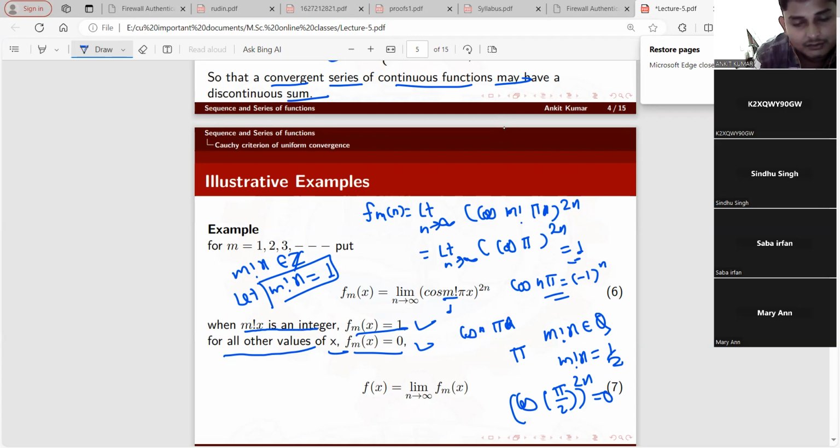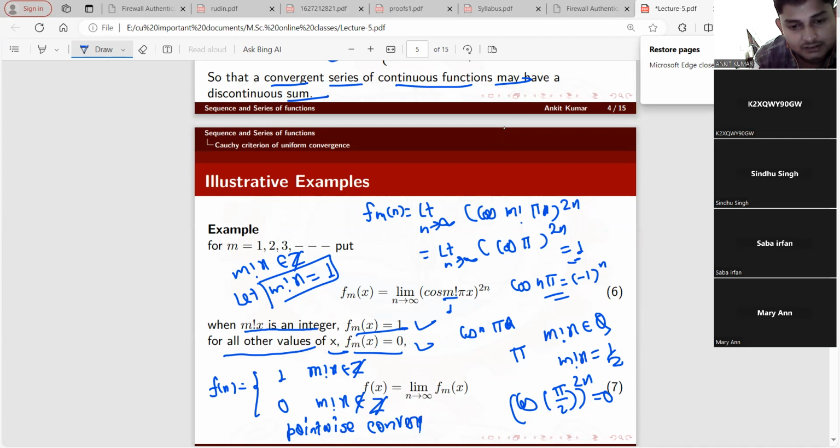So f(x) is equal to the limit as n tends to infinity of f_m(x), and f(x) is defined as 1 when m! x belongs to Z, and 0 when m! x does not belong to Z, where Z is the set of integers. So this is called the pointwise convergence of the function.